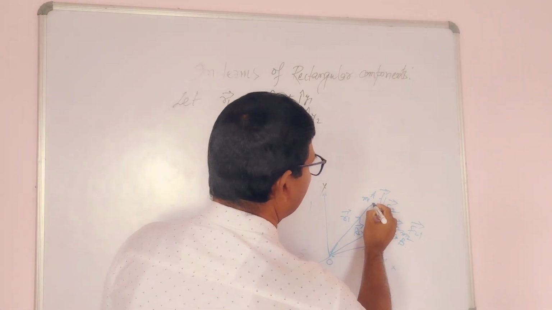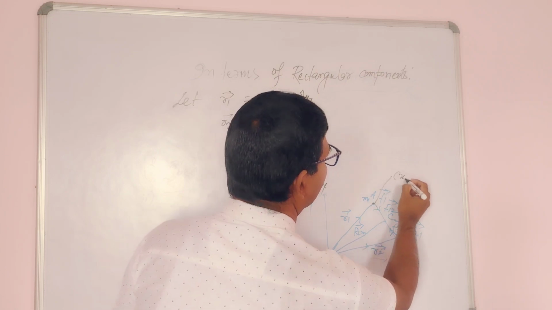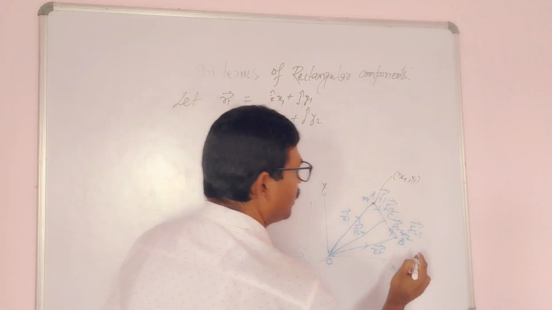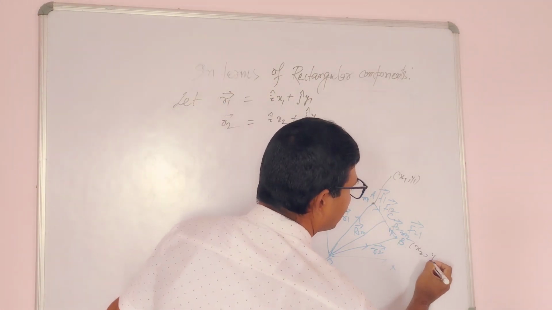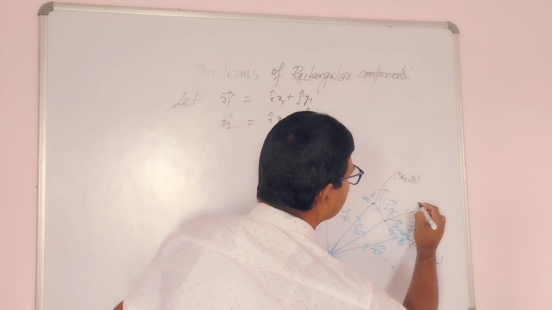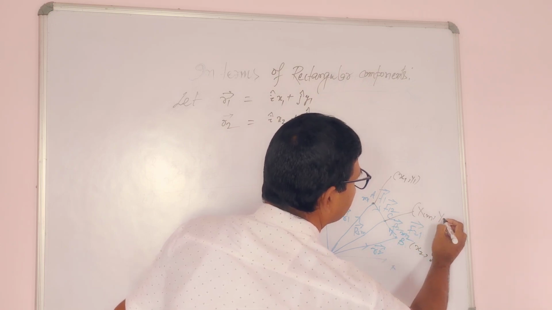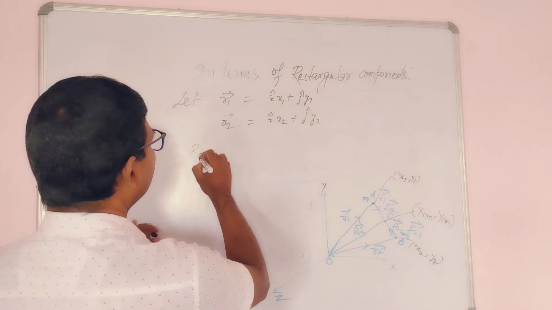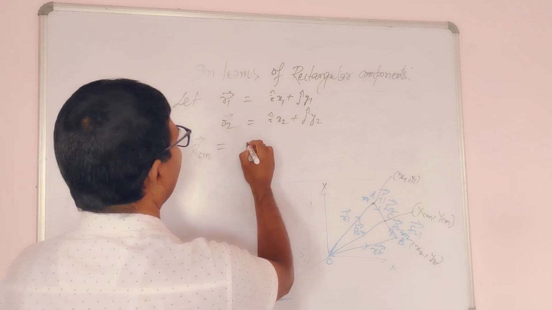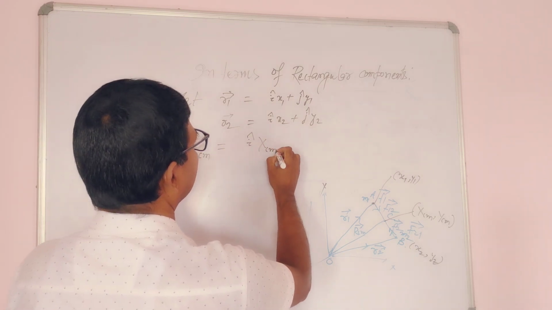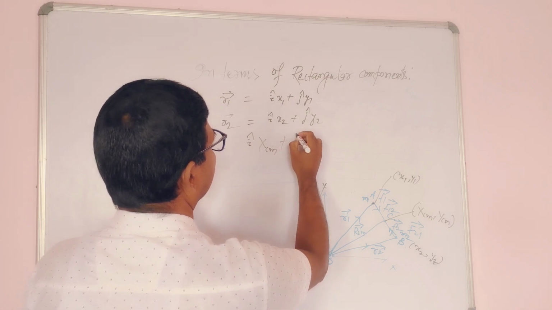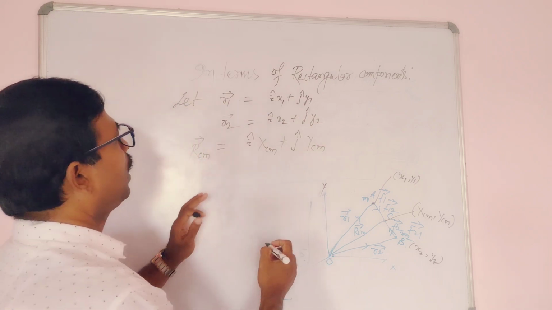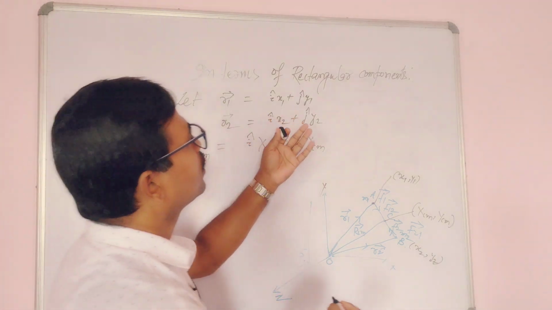Similarly, suppose the coordinate is x1, y1 at particle at point A. Here the coordinate is x2, y2. Here the coordinate is xcm, ycm. Clear? Now let RCM be equal to i cap xcm plus j cap ycm. Now you put the same thing in the equation.